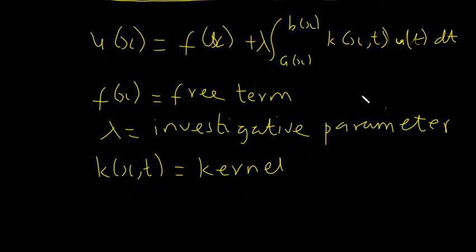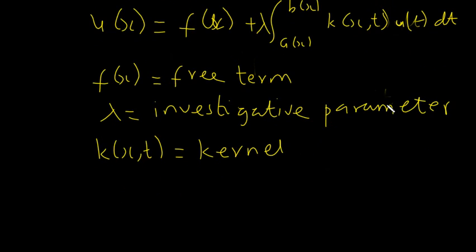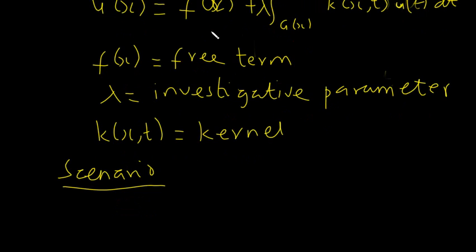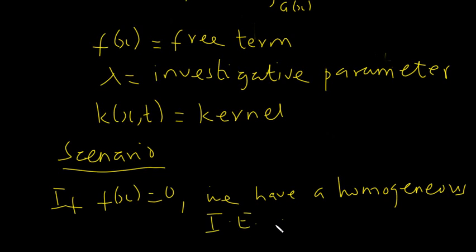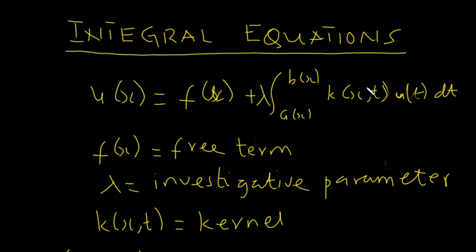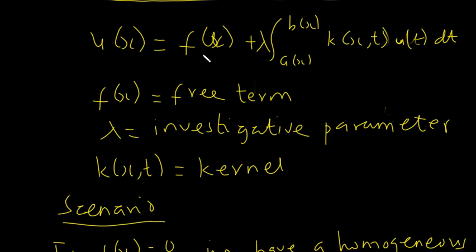Let's talk about some scenarios. First of all, this free term can be 0. Like I said, it is always known, so it can be 0 or non-zero. If the free term is equal to 0, we have a homogeneous integral equation, and if the free term is non-zero, you have a non-homogeneous integral equation.